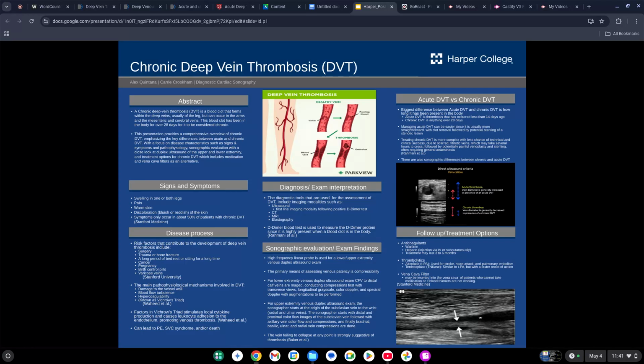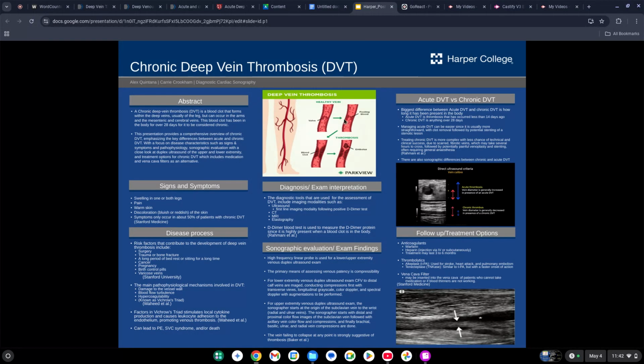It can also lead to superior vena cava syndrome. This happens when blood flow through the superior vena cava, a vein that carries blood from the head, neck, and upper chest, could be completely blocked. A noted sign of SVC syndrome is facial edema, the accumulation of fluid in the facial area. It kind of looks like swelling. And finally, chronic DVT could lead to death if these complications aren't taken care of.